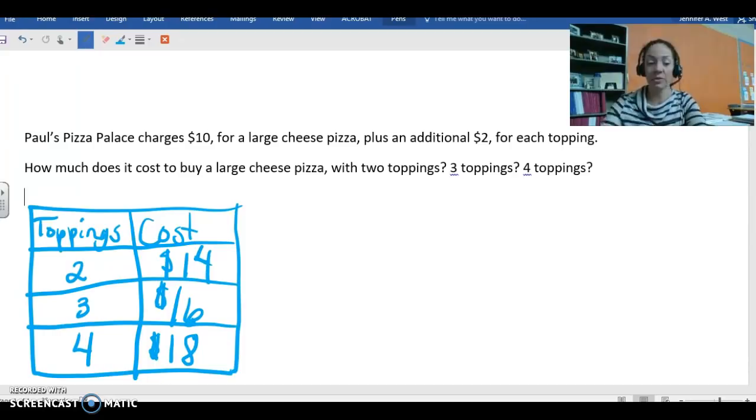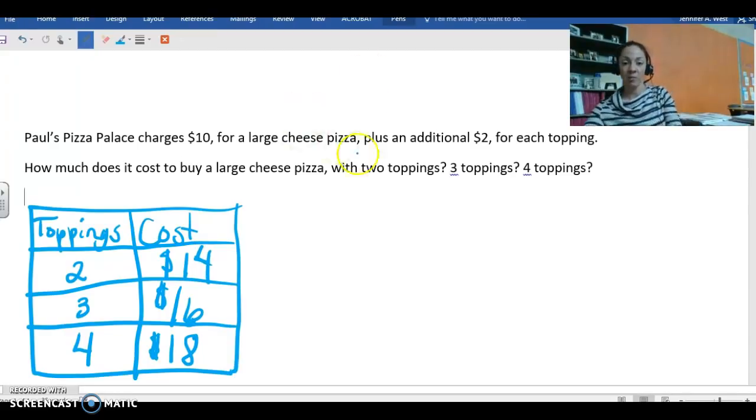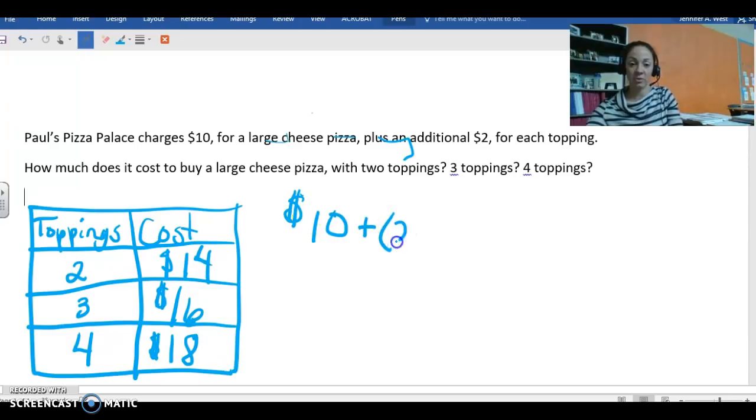Now, when it comes to solving this one, there's going to be an extra step. So there's an extra step that we have to do to be able to figure out how much we're going to spend, what's going to be in the cost column. So you have to start with $10. All right, so we have to start with $10 for the cost of the pizza. And then you have to add 2 times the number of toppings to the $10. 2 times the number of toppings.